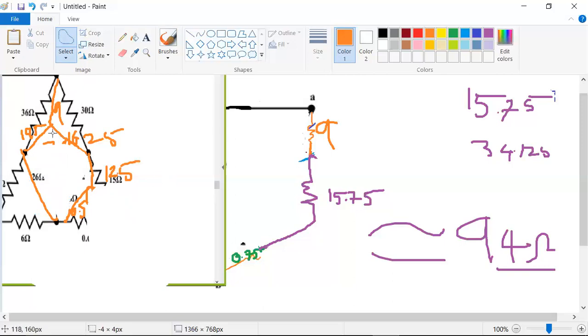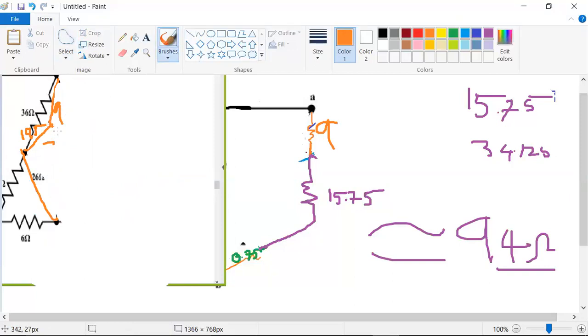So this value will be 29.25. I am going to remove this. Just checking why my answer is coming out wrong. This value will be 29.25.